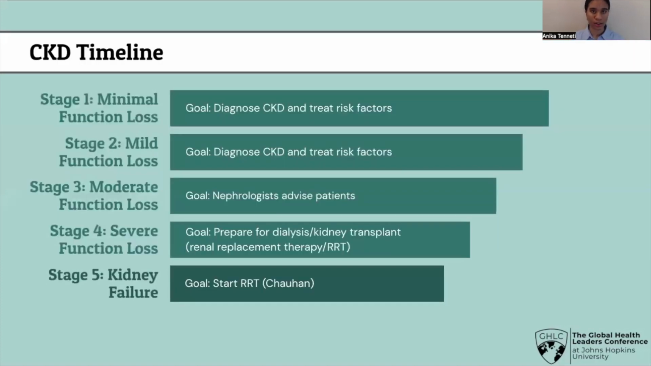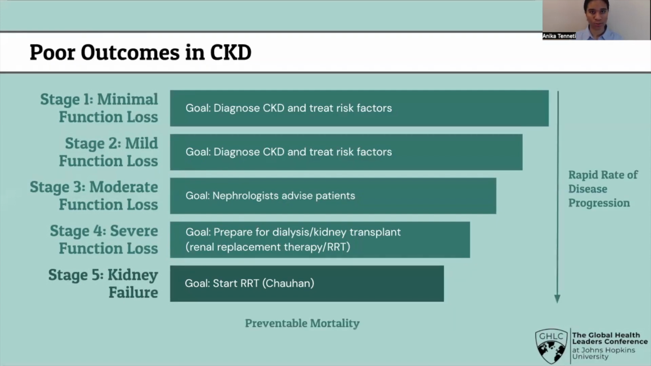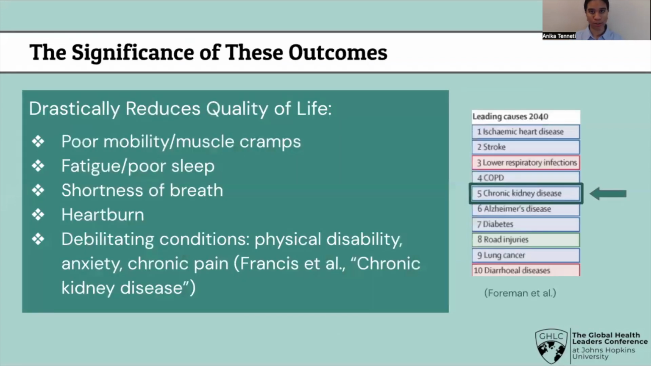CKD is a deterioration of kidney function over 5 stages like so. Treatment goals are identified based on the stages, but goals are not always met. When this happens, two poor outcomes result. These are a rapid rate of disease progression and preventable mortality. Why are these poor outcomes significant?